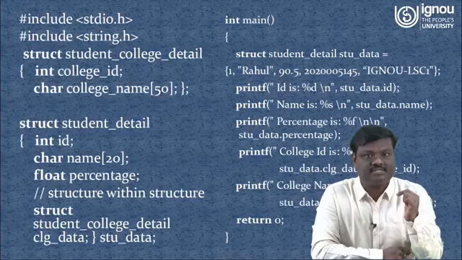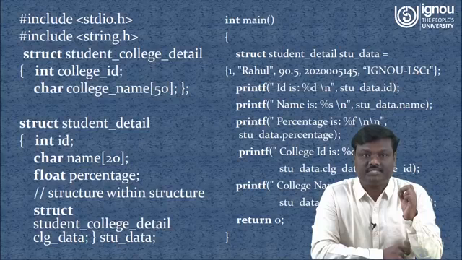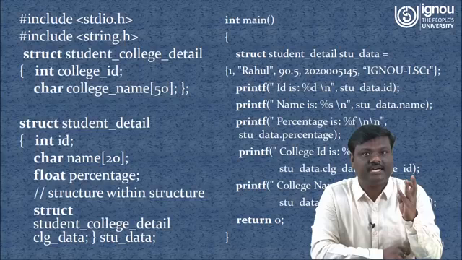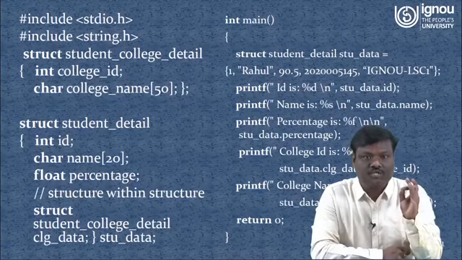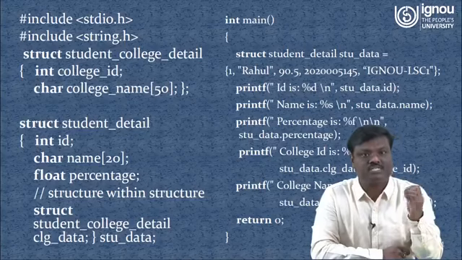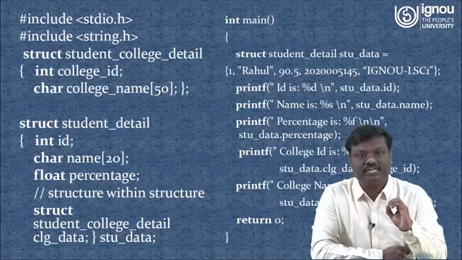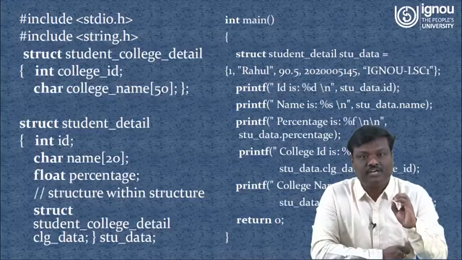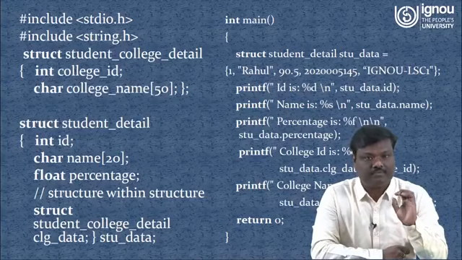Coming to the second structure declaration, you can see here struct student details. Here as usual, an ID is taken and the data type selected is integer, name a character array, then percentage float. So you can see whatever structure earlier we had declared, that is called in, that is written inside struct student_college_detail, and then here we had defined one variable also, stu_data.